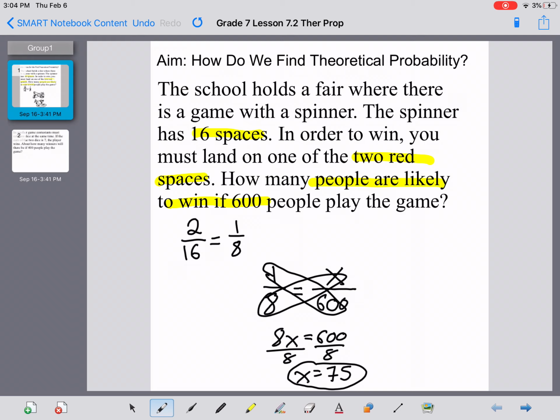Now the reason why this is called theoretical probability is because in theory, 75 out of 600 will win. That doesn't mean that it's going to be exact. That does not mean that 75 out of the 600 will definitely win, but in theory, based off of the probability, that is how many people are likely to win.